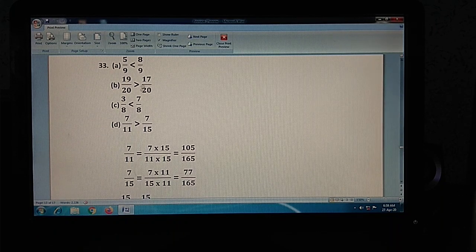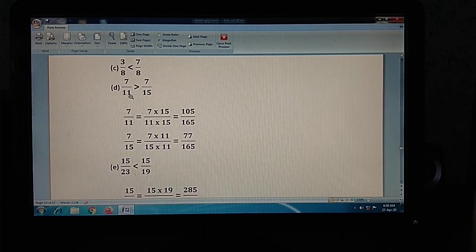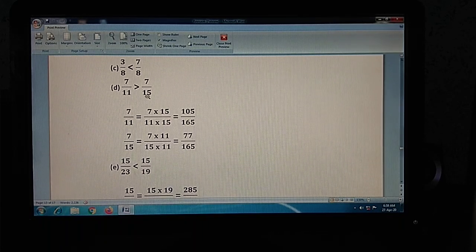But what if there are different denominators like this? In that case, what do you have to do? You have to make the denominators equal. How will you make the denominators equal? By taking the LCM of the denominators. Here the LCM of 11 and 15 is 165. Here also I have made 165. Now just multiply with which number you have multiplied in the denominator. I multiplied with 11, so I put here also 11. Here I multiplied with 15, so here also I put 15. Now it is very easy to distinguish which is bigger. Obviously, this is bigger. So 7 by 11 will be bigger, this number.